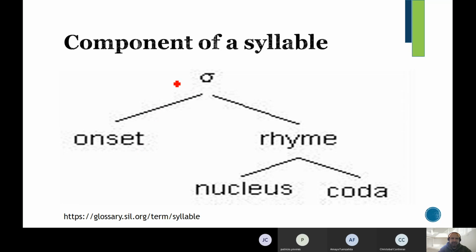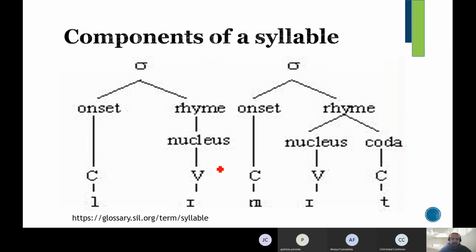A syllable is represented by the symbol sigma, and the components of a syllable are an onset and a rhyme, with the rhyme divided into the nucleus or peak and the coda. Now, if we see the word limit, it contains two syllables, as we can see here. They are marked by the symbol called sigma, so we have two sigmas here.